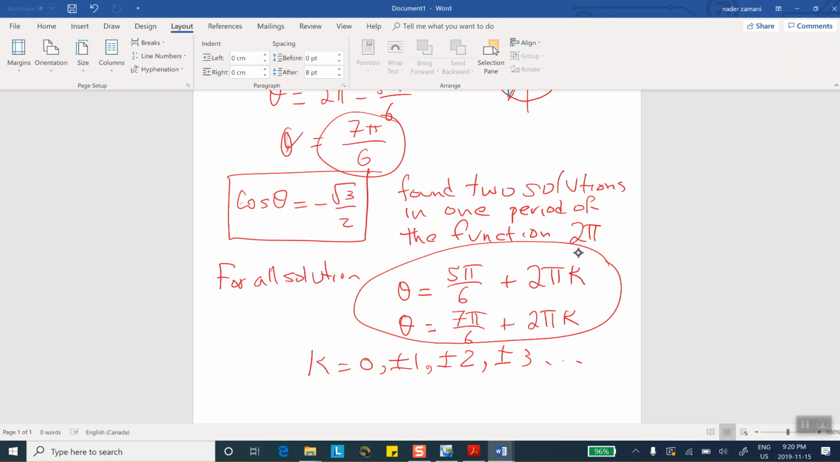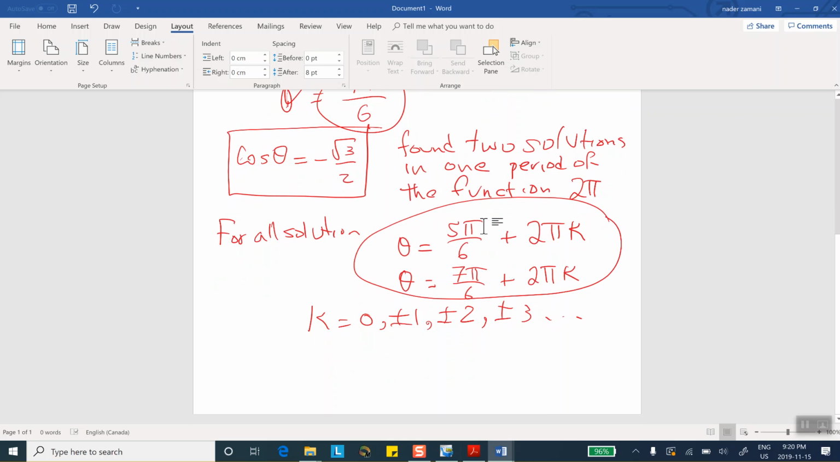And if you want the first six solutions, well, you just set k, for example. Two of them you already know, 5 pi over 6 and 7 pi over 6. We already got these. Then let's say you set k equal to 1, so you get 2 pi plus 5 pi over 6. Let me write it in the same order.